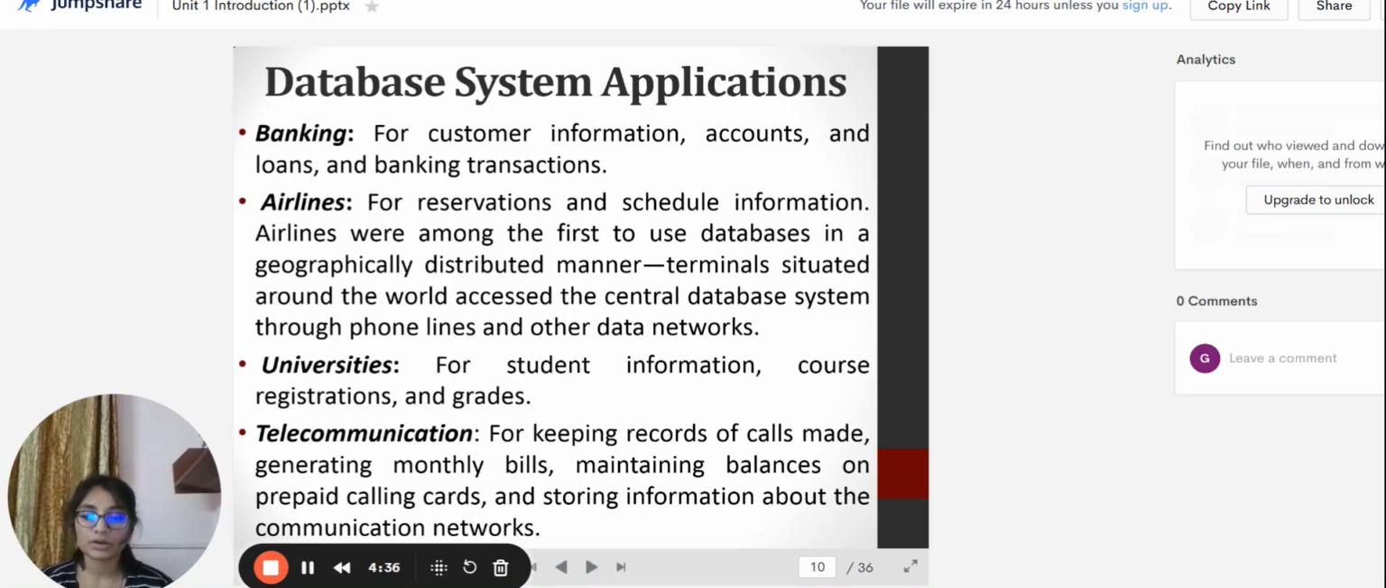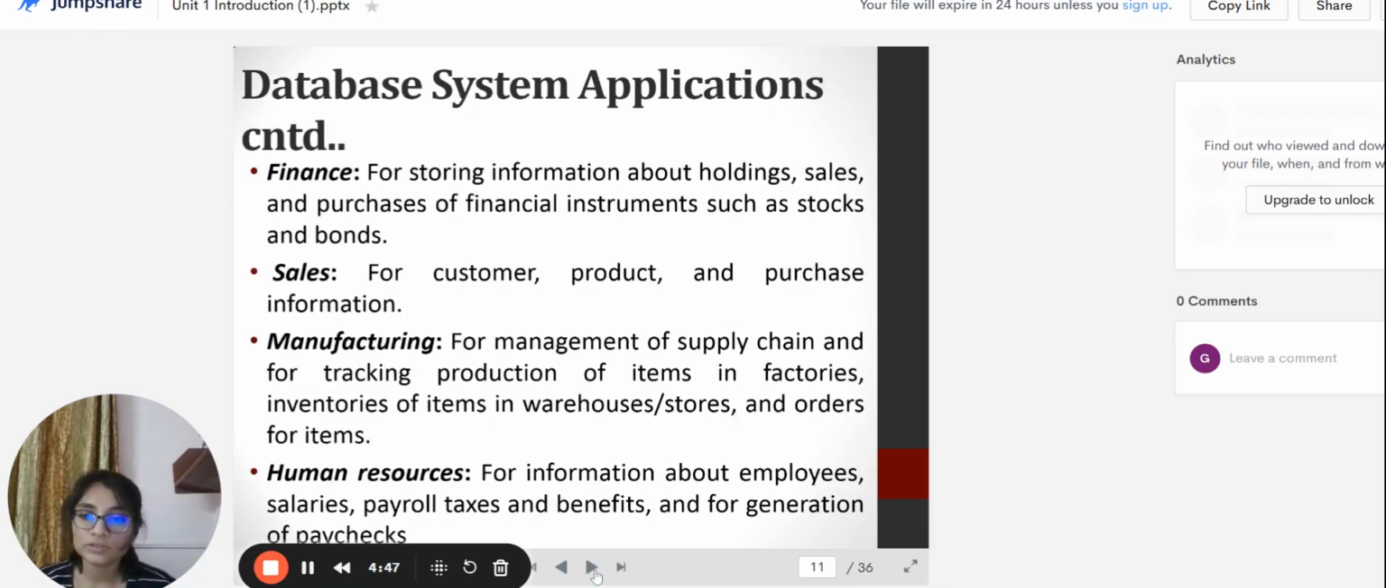Telecommunication for keeping records of calls made, generating monthly bills, maintaining balance on prepaid calling cards, and storing information about the communication networks. Finance for storing information about holdings, sales, and purchases of financial instruments such as stocks and bonds. Sales for customer, product and purchase information. Manufacturing for management of supply chains and for tracking production of items in factories, inventories of items in warehouse stores, and orders for items. Human resources for information about employee salaries, payroll taxes and benefits, and for generation of paychecks.